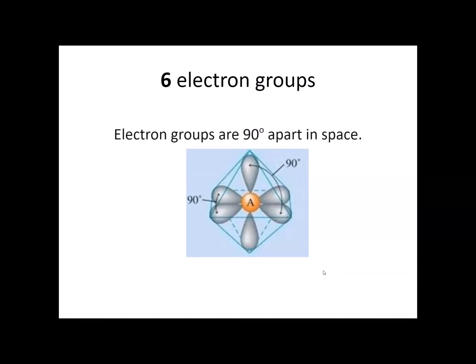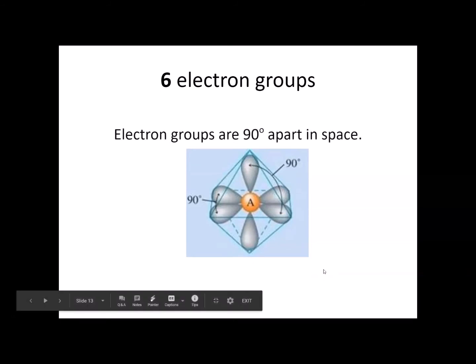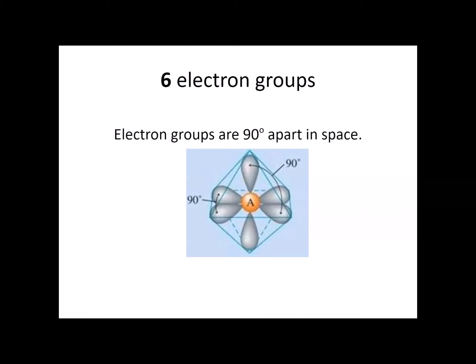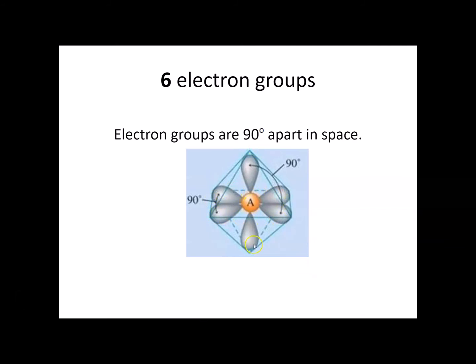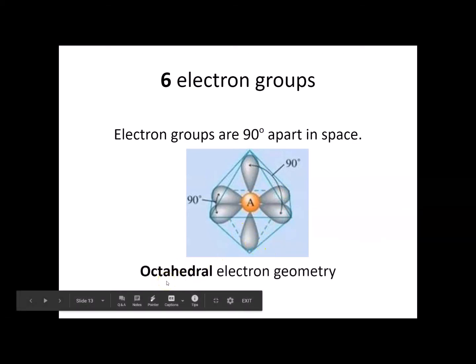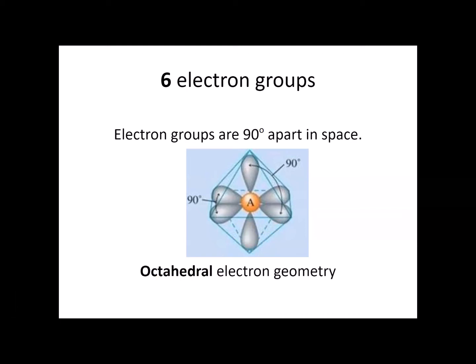Okay, 6 electron groups. Here, we've got 90 degree bond angle separation, regardless of which 2 electron groups you're comparing. Even the ones above the plane of the square and the ones below the plane of the square. And the shape, okay, take a look at this one. It's a square base pyramid, and there's 2 of them, one of them pointing upwards, one of them pointing downwards. We call the shape that emerges an octahedron. It would be cool if it were named square bipyramidal, but it's not. It's called an octahedron. So octahedral electron geometry.